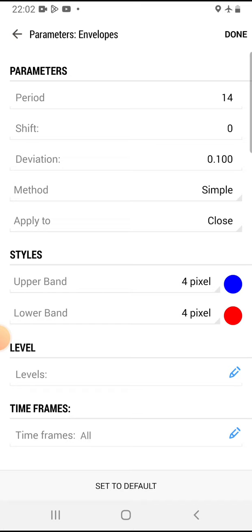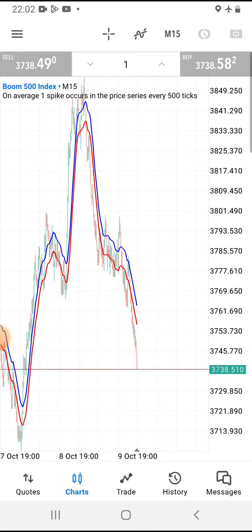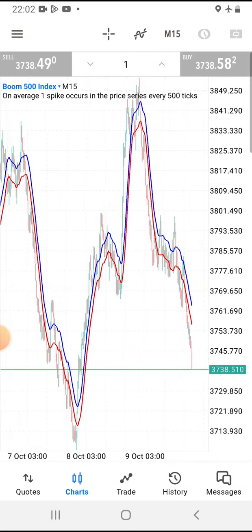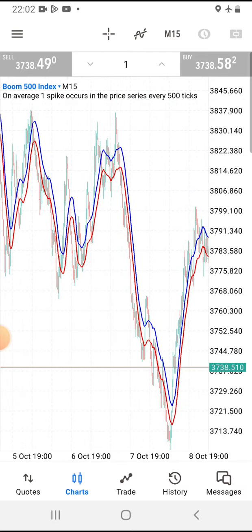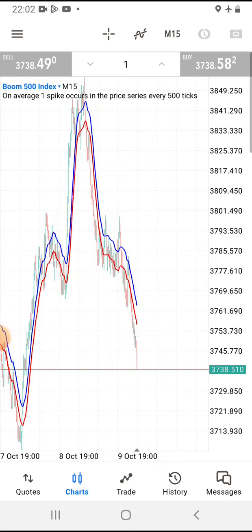Make sure that this indicator can appear on all time frames just like any other indicator that we're going to install today. So if I click done, I should have the red and blue bands running across my chart, as you can see. Okay, that's the first indicator that we need.